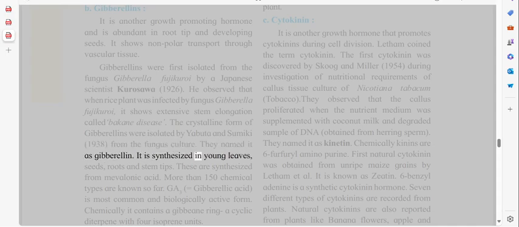It is synthesized in young leaves, seeds, roots and stem tips. These are synthesized from mevalonic acid. More than 150 chemical types are known so far. GA3, gibberellic acid, is the most common and biologically active form. Chemically it contains a gibbane ring, an acyclic diterpene with 4 isoprene units.